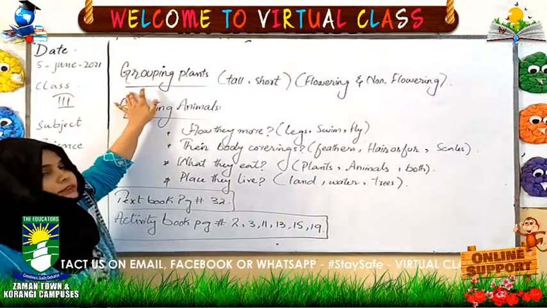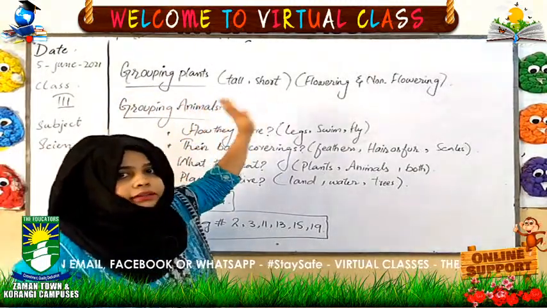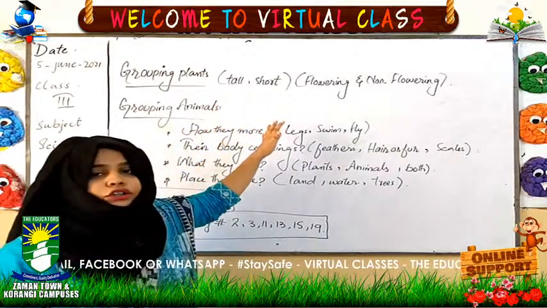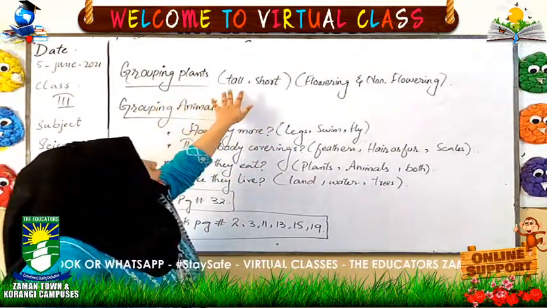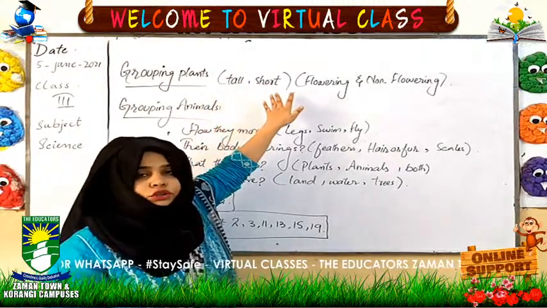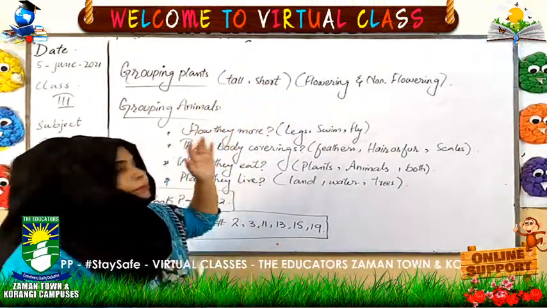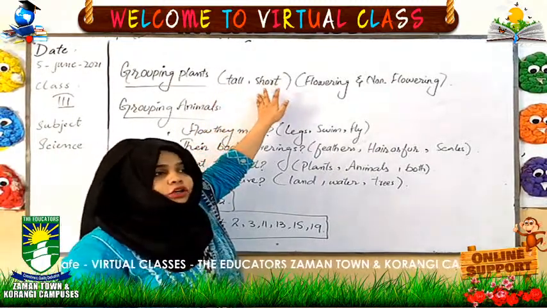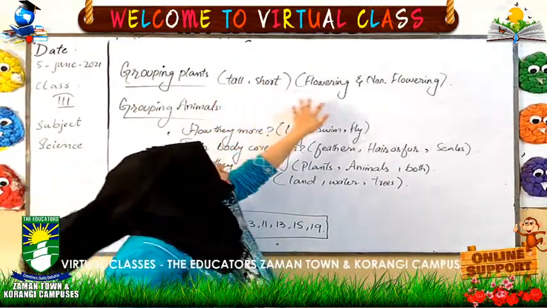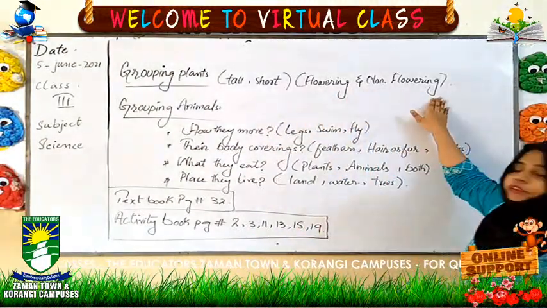discussing plants. We have already done this in our previous classes, so let's have a short review. How do we group plants? We have some tall plants and some short plants. When we make their groups, we make a specific group of tall plants and another group for short plants. And two more groups, that are flowering plants and non-flowering plants.